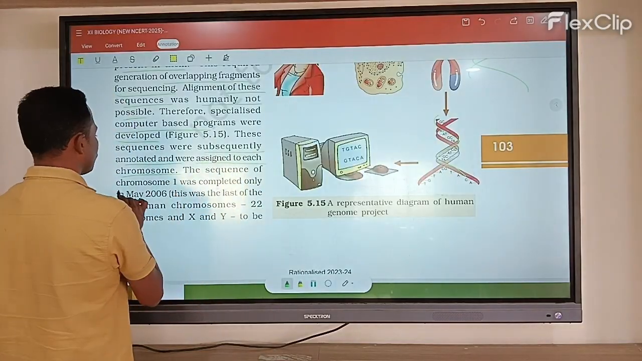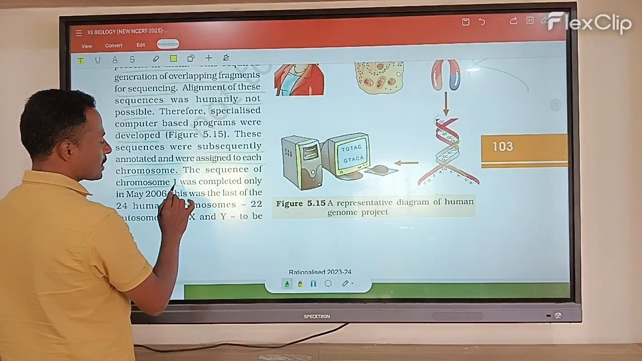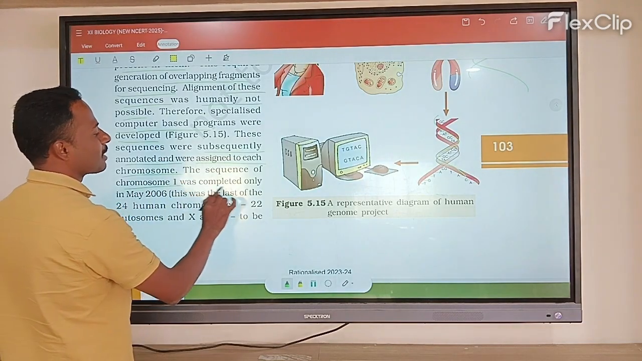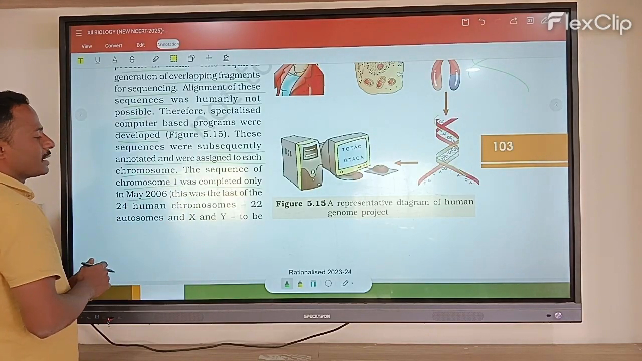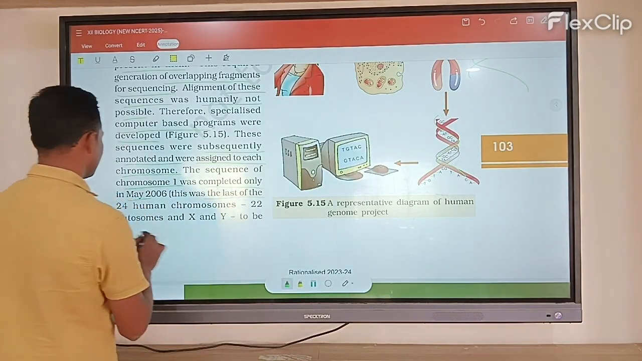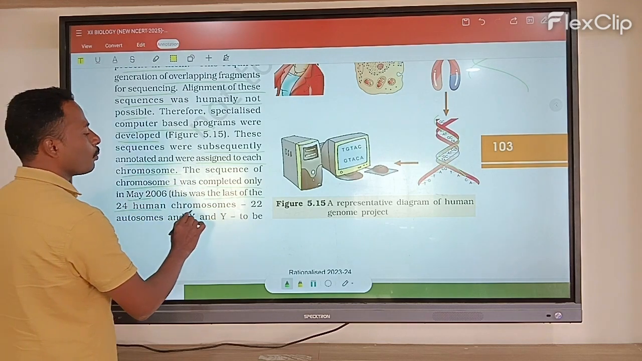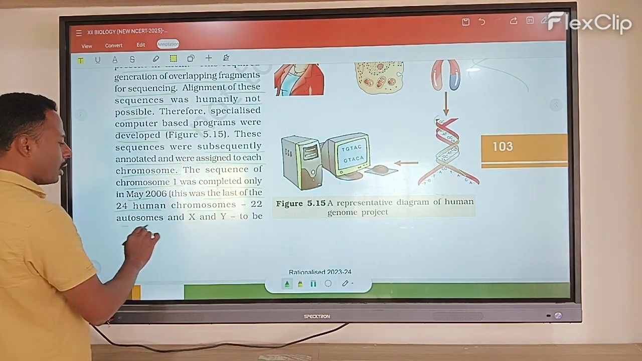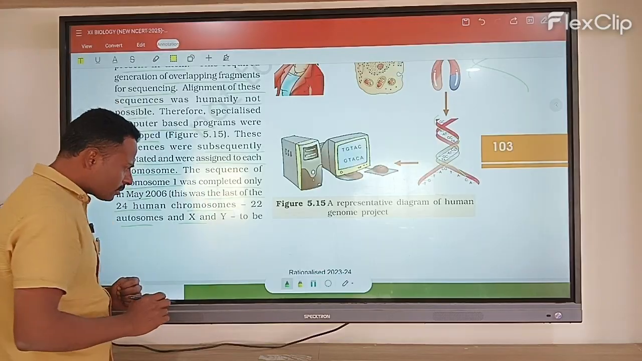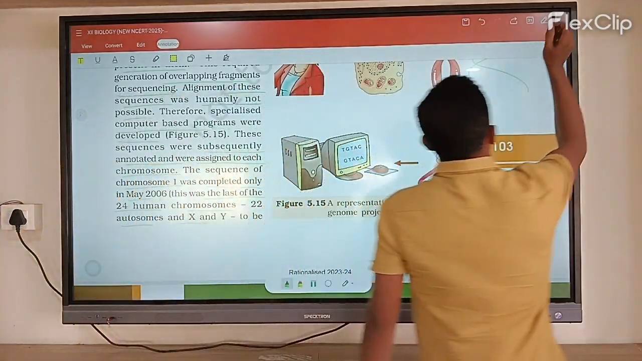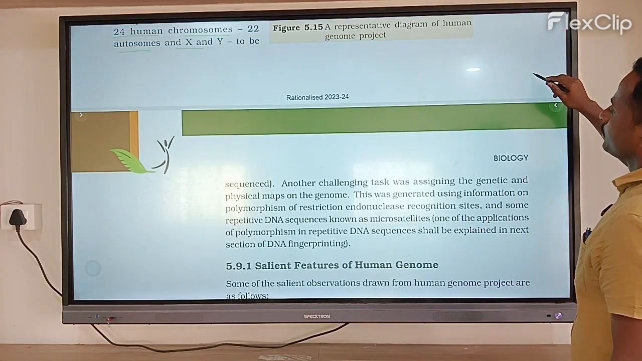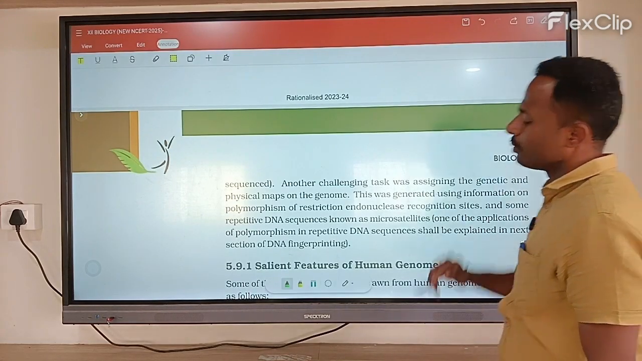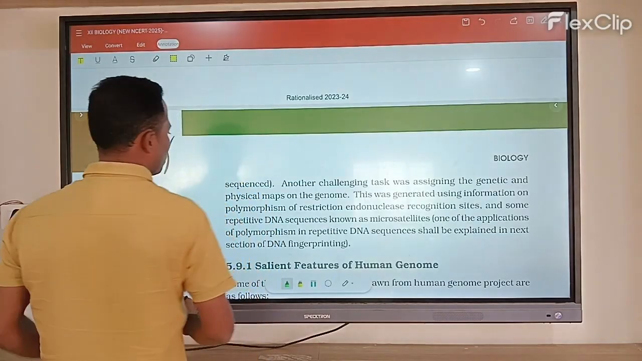The sequence of chromosome 1 was completed only in May 2006. It was done for all 24 human chromosomes, that is, the 22 autosomes and X and Y, which were sequenced. So the X chromosome and Y chromosome were completely sequenced.